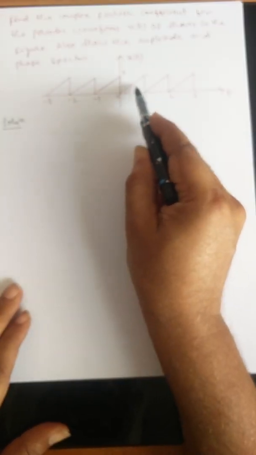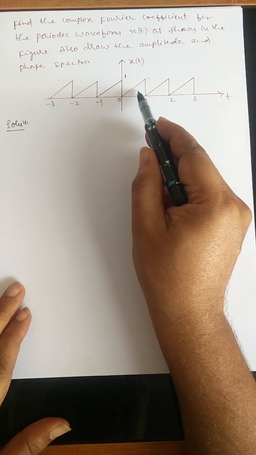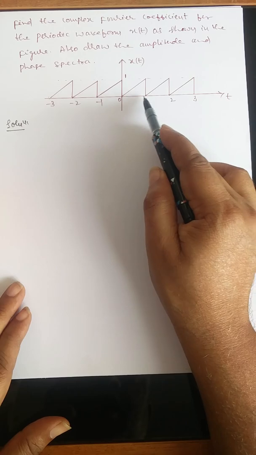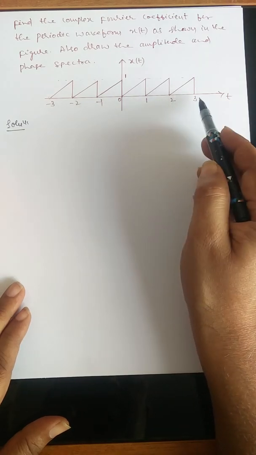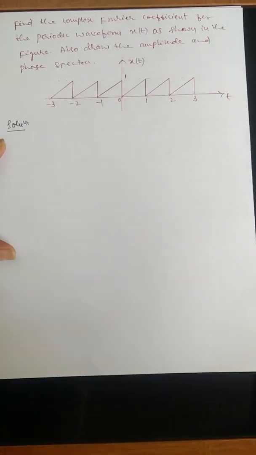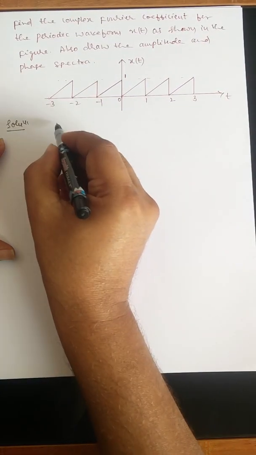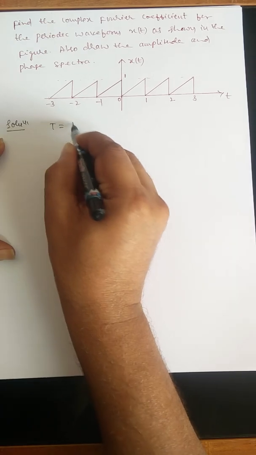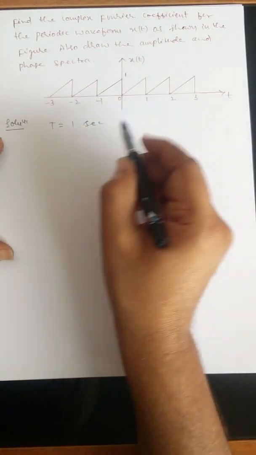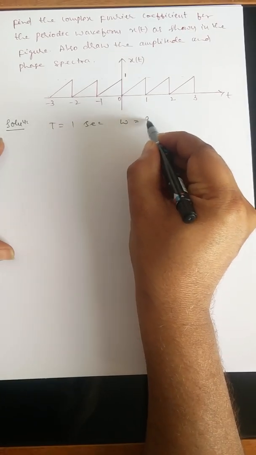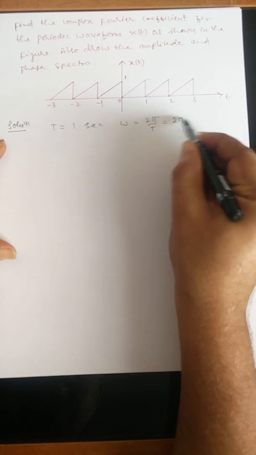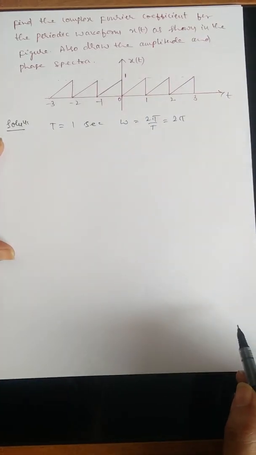From 0 to 1 it linearly increases, it looks like a ramp function. Then suddenly it comes to 0. Again the same pattern repeats from 1 to 2 and 2 to 3. The fundamental period is T equal to 1 second, and its angular frequency is 2 pi by T, that is, angular frequency is 2 pi.